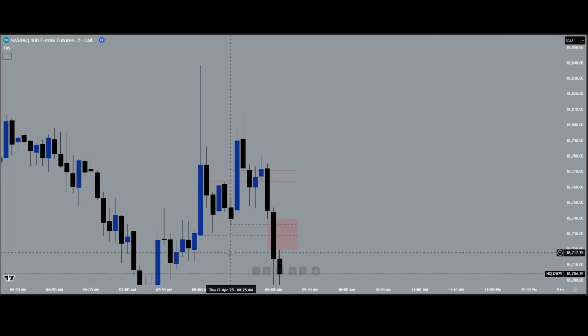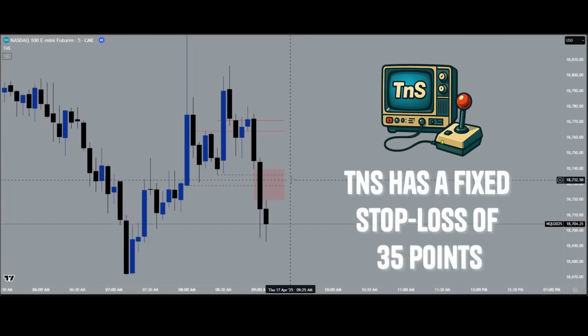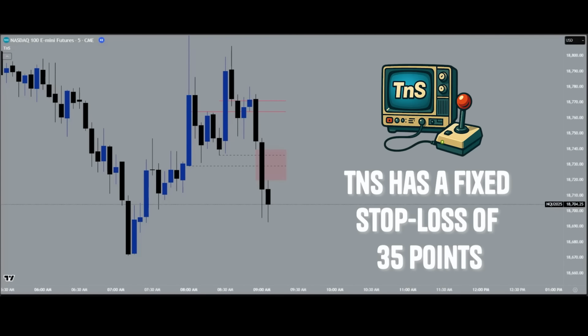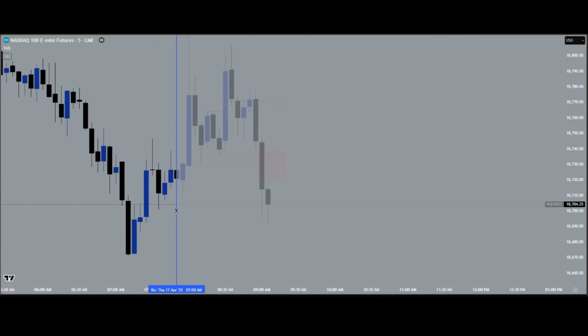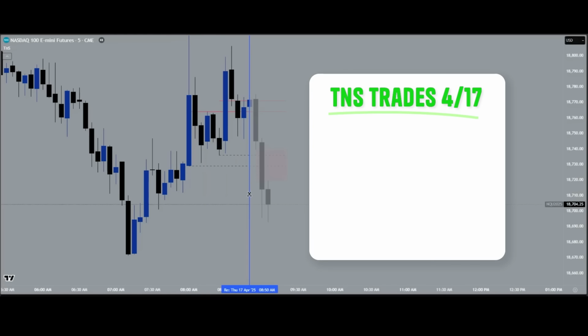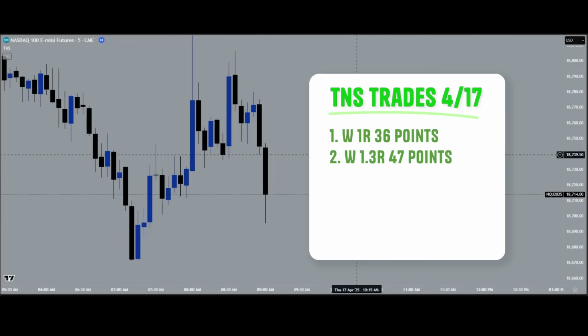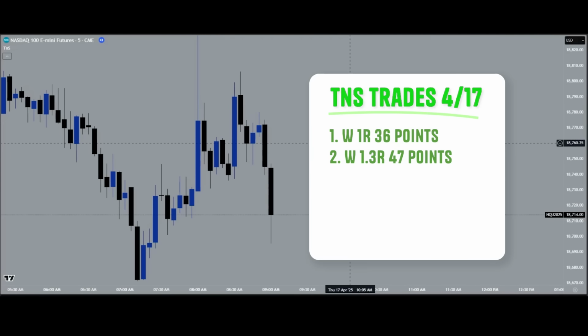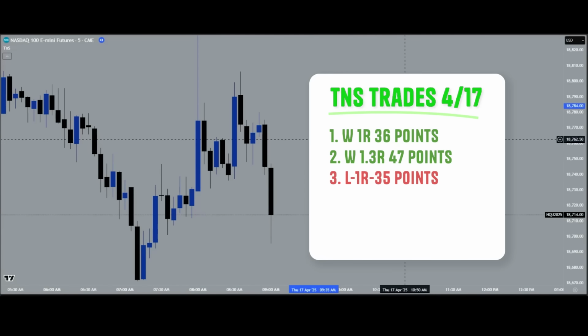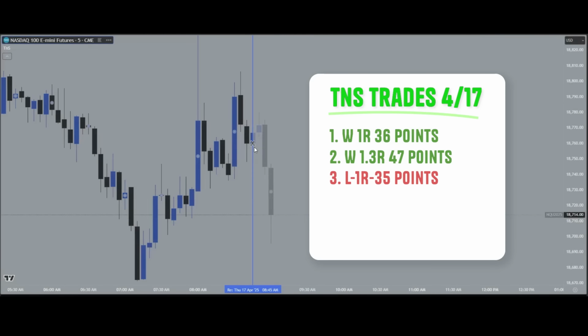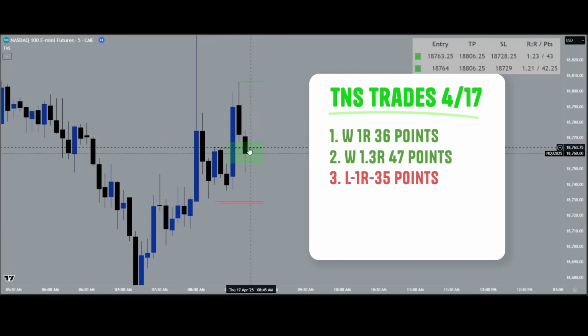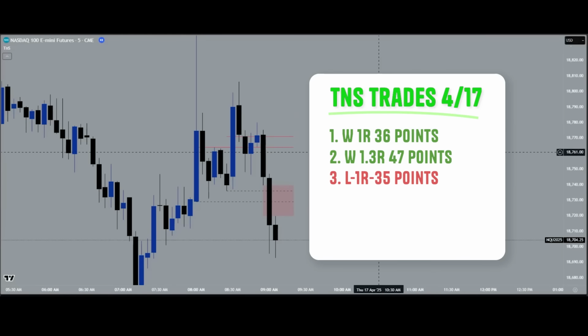And so we have a third setup here. This one actually ended up failing. One thing I do want to speak on is how TnS has a fixed stop loss of 35 points. So backing up, let's tally up these two trades that we have already. As you can see here, I have the first two trades listed. The third one was the loss. Let me back up so we can see that one more time. This third trade right here was a loss because it did hit these two red lines, being the stop loss. Once again, the stop loss is 35 points exactly, and the stop loss is not to be changed for TnS.